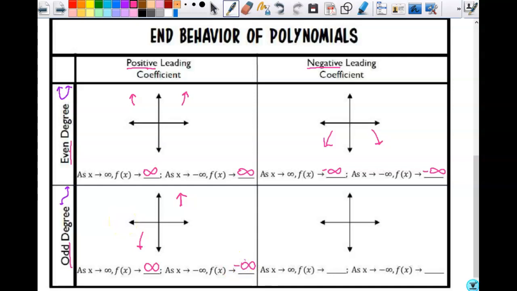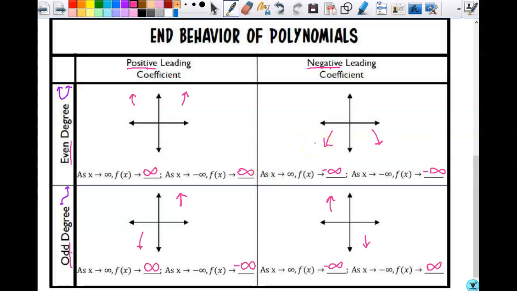If I have a negative leading coefficient and an odd degree, that's going to be that reflection in the x-axis. So they're opposite because it's odd, and this is up, down. And so as x approaches infinity, f of x approaches negative infinity, and as x approaches negative infinity, f of x approaches infinity.